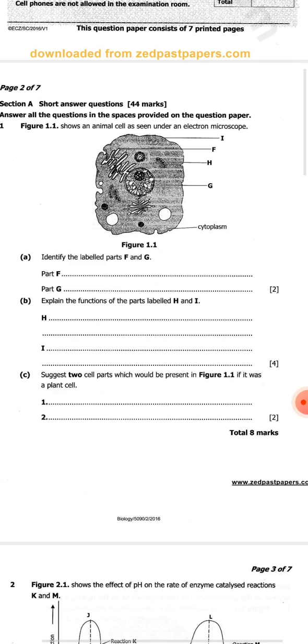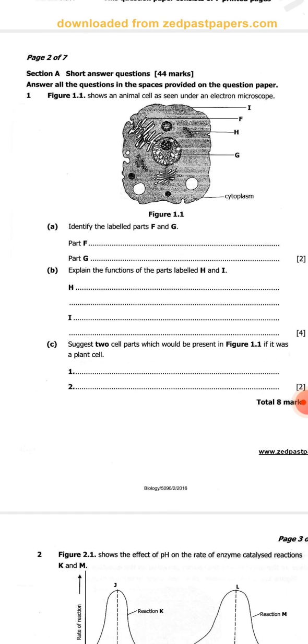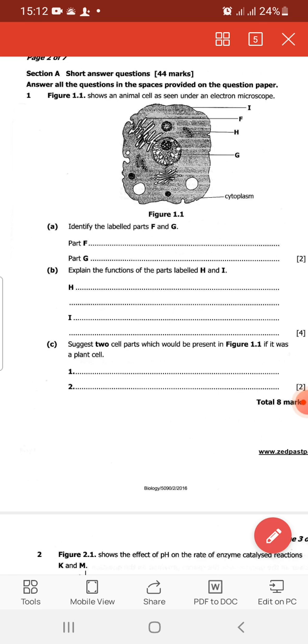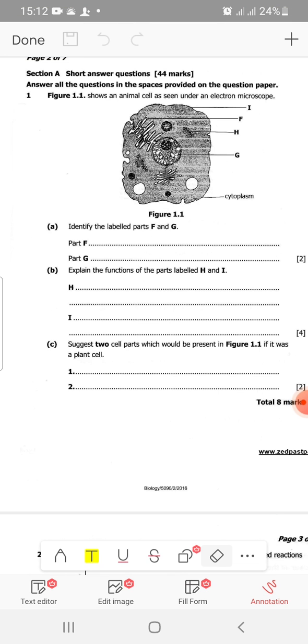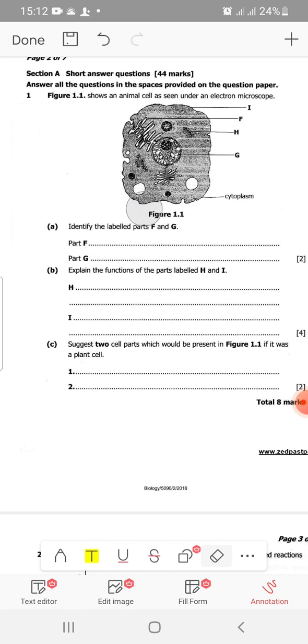Okay, so question 1. Figure 1.1 below shows an animal cell seen under electron microscope. Now, if you can see this type of cell from the diagram, you are able to tell that this is an animal cell because it doesn't have the cell wall.